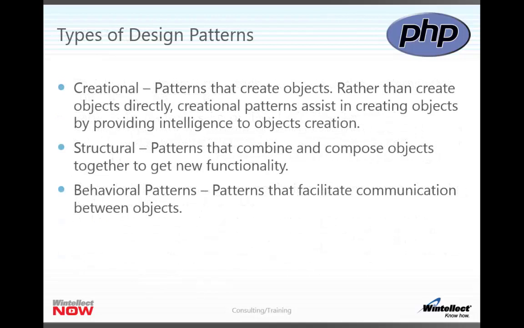The Gang of Four patterns are divided into three categories. The first category is creational. Creational patterns are used, as the name implies, to create objects. Rather than create objects directly by calling their constructors, creational patterns assist in creating objects by providing intelligence to object creation. Now, this is typically done by, instead of having a constructor called, calling a method in a certain class, and that method's purpose is to return a particular instance of a certain kind of object. And we'll see how this is done when we actually start looking at some of these creational patterns and how this can be very useful in object-oriented programming.